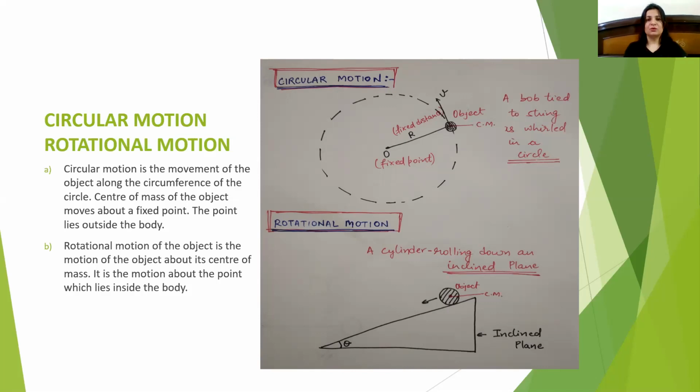Okay. So in rotational motion, the object moves about its center of mass, while in circular motion, we can see here that the center of mass of the object moves about a fixed point which lies outside the object. And here in rotational motion, the object moves about a point which lies inside the object. So this is the main difference between circular and rotational motion.